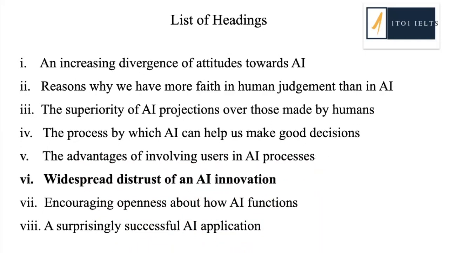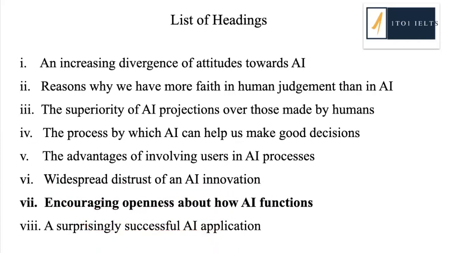Looking at 6, widespread distrust of an AI innovation. So widespread means a lot of people feel this. Distrust is not trusting these AI innovations. And here, a very important word that we see is an innovation. So this means it's talking about one specific AI innovation. We're not talking about distrust of AI as a whole. We're talking about a specific type of AI.